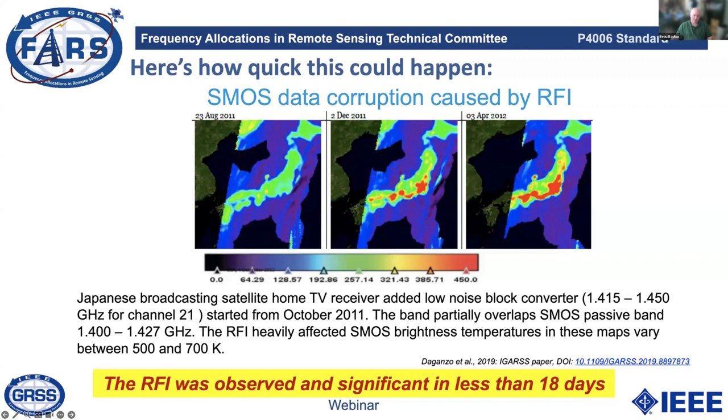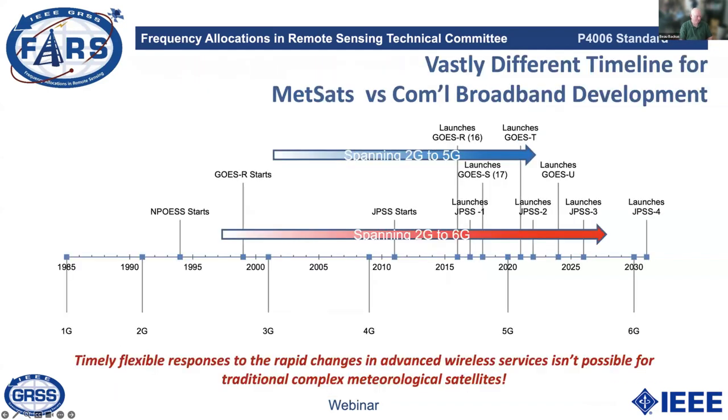Now, that's in the commercial world. When you start looking at satellites and space systems, it's a lot slower. This is what I call a vastly different timeline between commercial broadband development and meteorological satellites. If you look at the US, they have the GOES-R series satellites, which basically started back around 1997, 98, roughly, where they started doing the development.